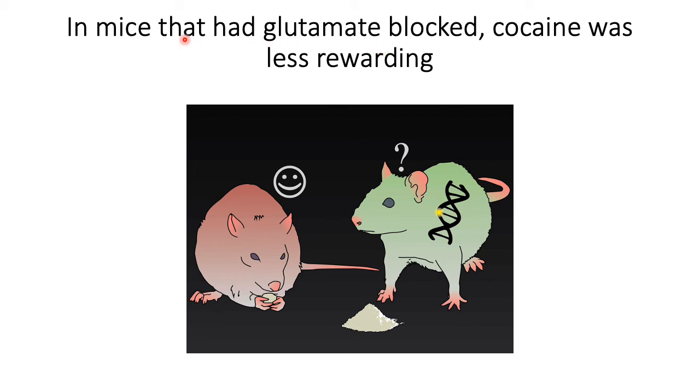An experiment done with mice showed that if you block glutamate receptors, cocaine was less rewarding for them, which is interesting. So let me just repeat this. If their glutamate receptors were blocked, meaning that they didn't have glutamate around to stimulate the brain centers, then they didn't tend to use cocaine as much as mice that did not have those receptors blocked. So that indirectly shows that glutamate itself is also related to drug addiction.